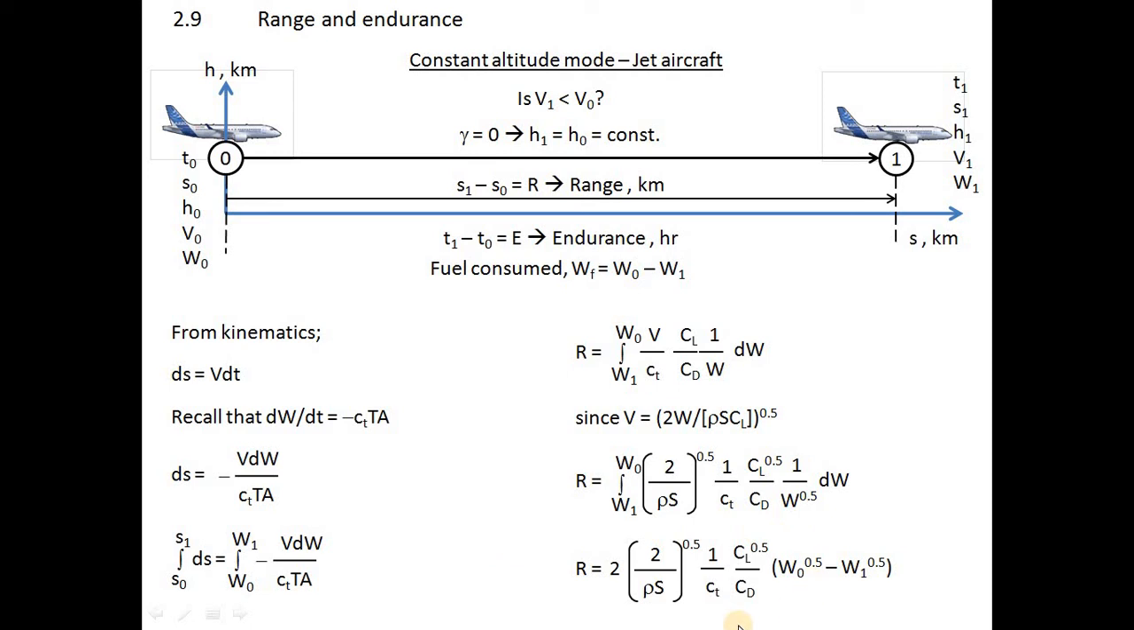So for range, to achieve maximum range, you have to fly at maximum CL to the power of half over CD. So not maximum lift to drag ratio, but maximum CL to the power of half over CD. That's the reason why we are looking at that in the cruise. And you have to fly at the highest altitude possible, where your rho is the smallest, and your wing shall be the smallest also.